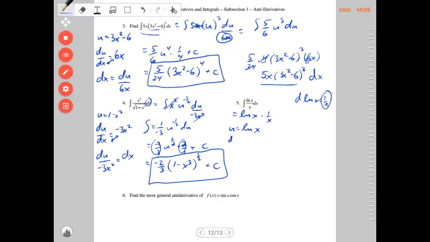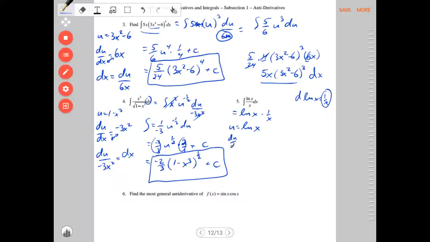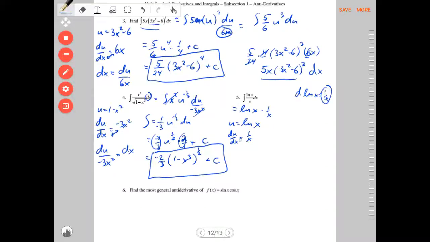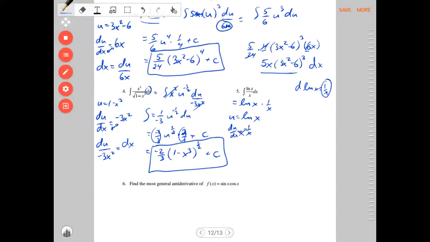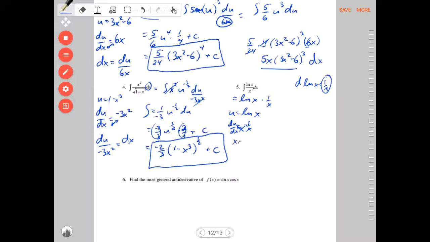Okay, the derivative of that, du/dx equals 1 over x. Okay, awesome. So then if the dx comes up, then the x can go like this. So x du equals dx. Kind of a tricky one. It's different. Okay, so then we end up with the integral.